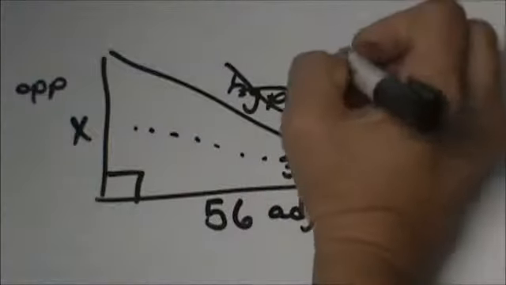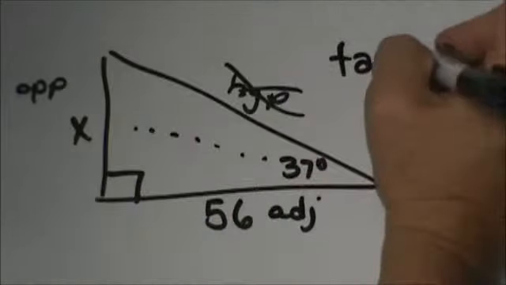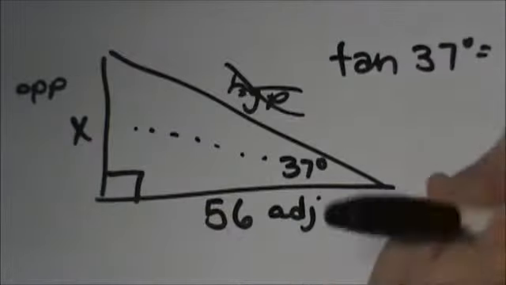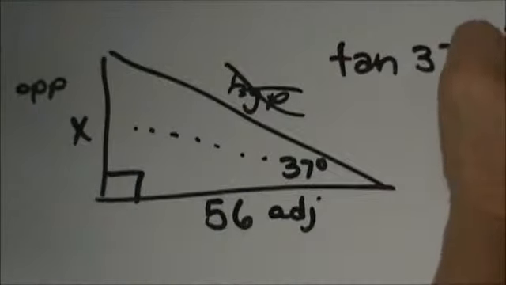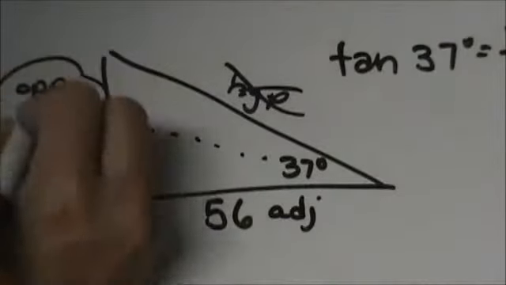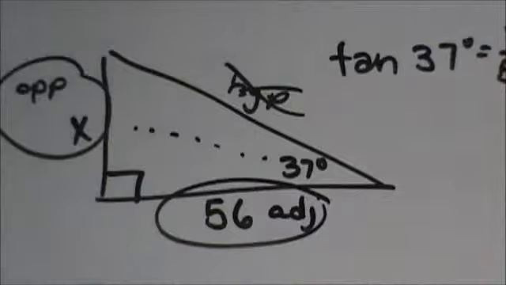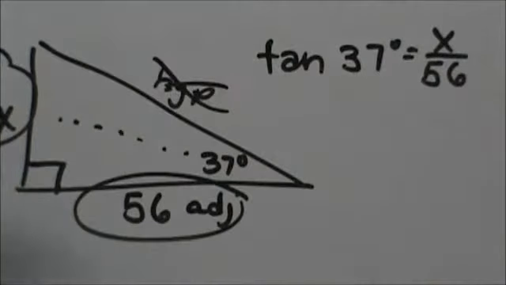Tangent. So I'm going to take the tangent of the angle, and the angle given is 37 degrees, is equal to the ratio of opposite over adjacent. So my x is on top, because it's opposite, and adjacent is on the bottom, because it's given. Okay, now let's slide this over so you guys can see it. Now we've got to solve it.